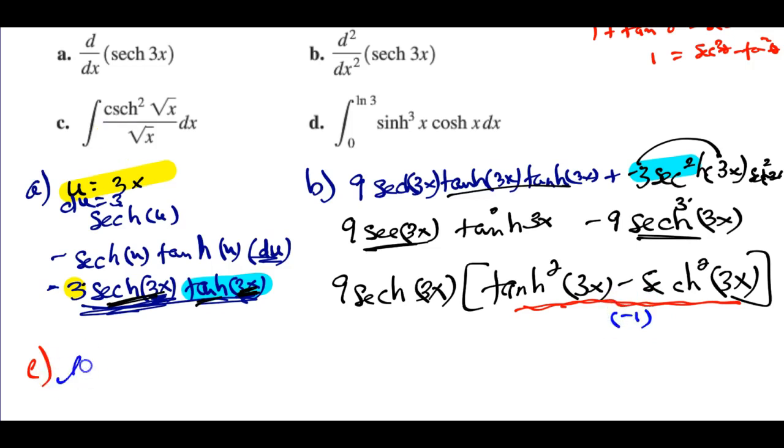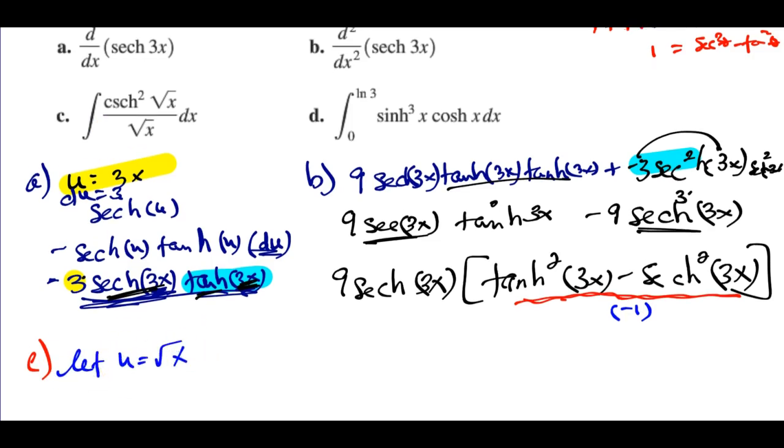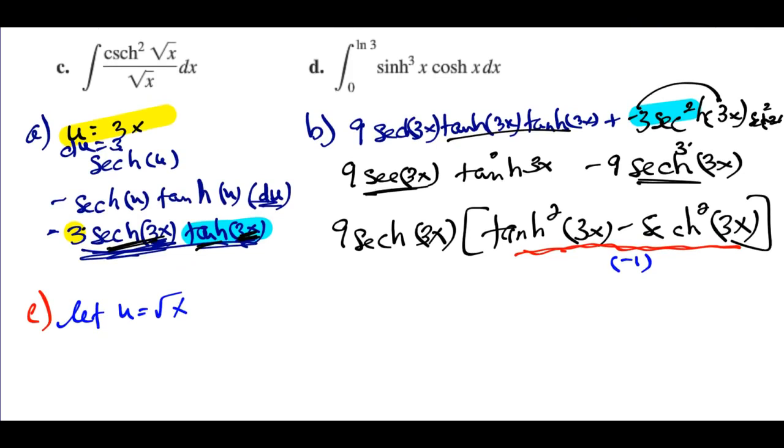For C, I'm going to do another u sub. I'm going to let u be this square root of x. So du would be 1 over 2 square root of x.